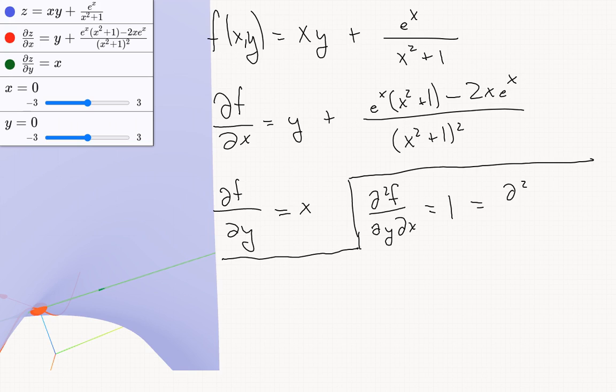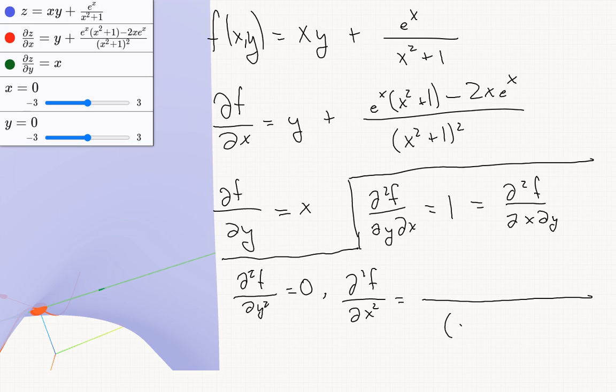Okay, now for the second derivatives, ∂²f/∂y∂x is 1. And again, we'll see that that's the same as differentiating with respect to y first and then with respect to x. So then for the other two partials, ∂²f/∂y² is 0. And then the last one is going to be the worst. We'll get ∂²f/∂x² equals something over (x² plus 1) to the 4.